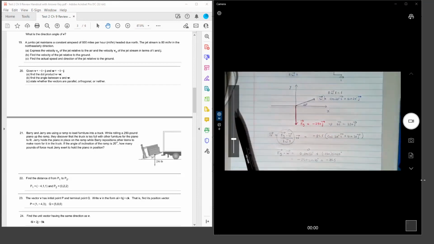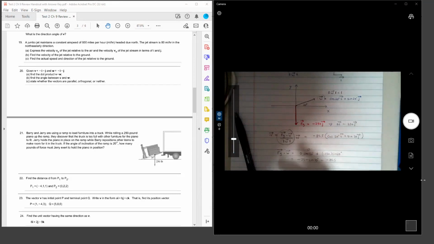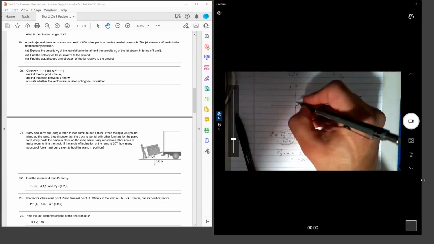Let me recall what we're trying to do in this example. We're trying to know how much force is needed so that the piano doesn't roll down the ramp. Okay.